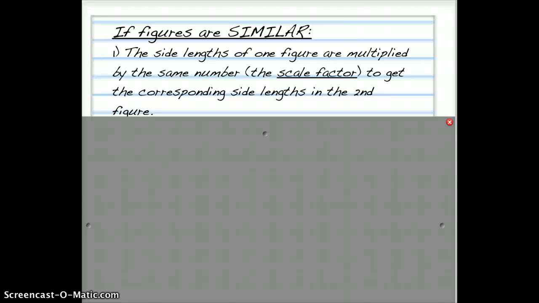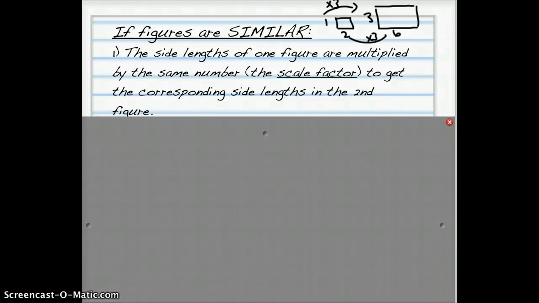So for example, if I had a little rectangle, and it was a 1x2 rectangle, and I had another one, we'll say not drawn to scale, but this is a 3x6 rectangle. 2 is multiplied by 3, and 1 is also multiplied by 3 to get the other side lengths, okay? That's the scale factor. It has to be the same both times for them to be similar.